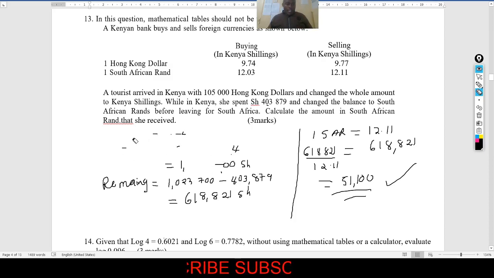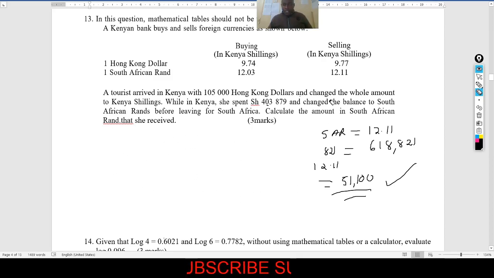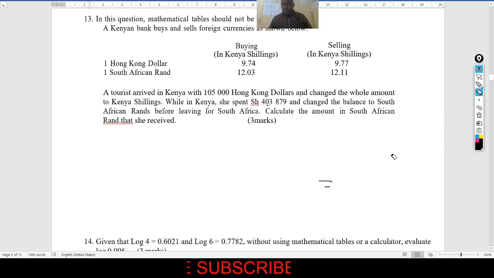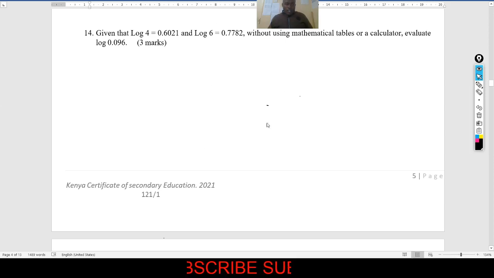Now we move ahead and do the next question, number 14. We are given that log 4 is 0.6021 and log 6 is 0.7782. Without using mathematical tables or a calculator, evaluate the log of 0.096.